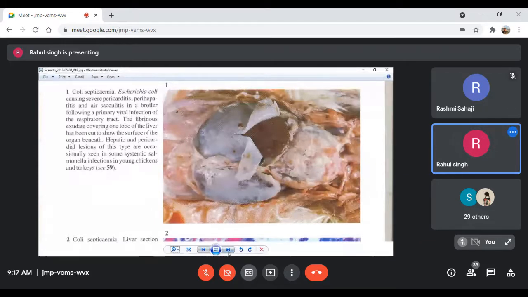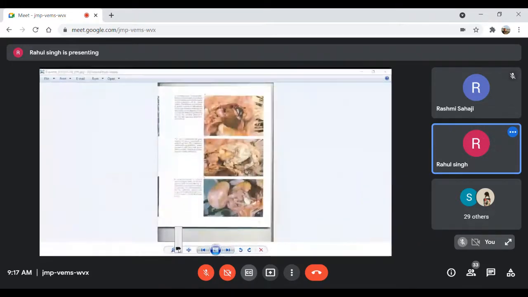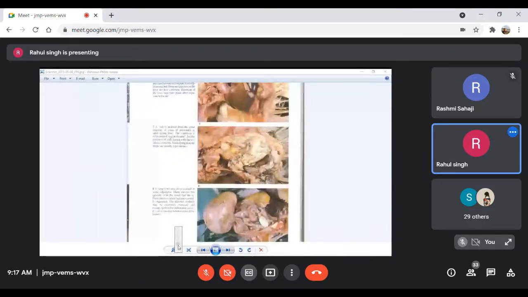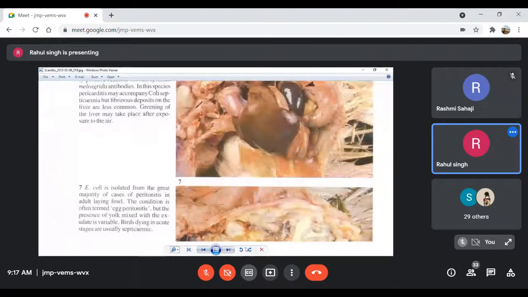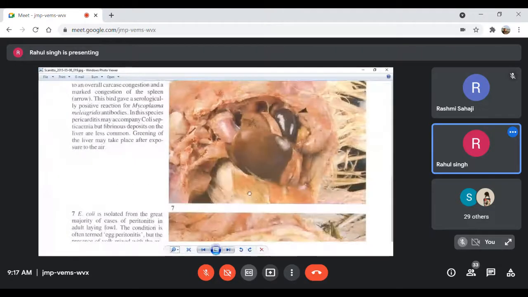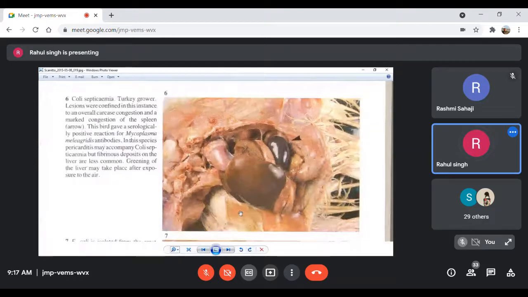Going ahead. This is colisepticemia in turkey, and you can see this is the heart, this is the liver, which is dark colored, and this you can see the spleen, which is showing intense congestion, isn't it?